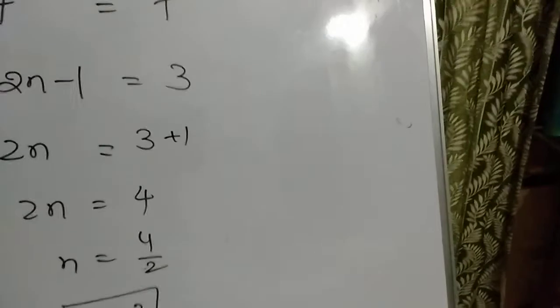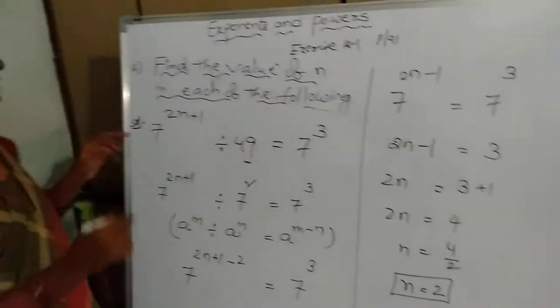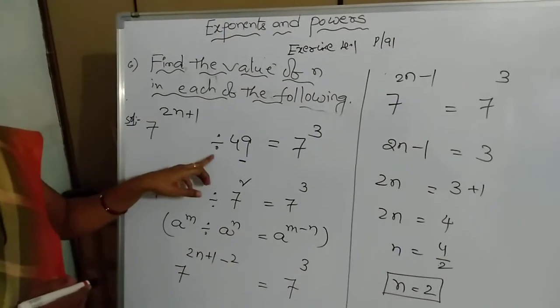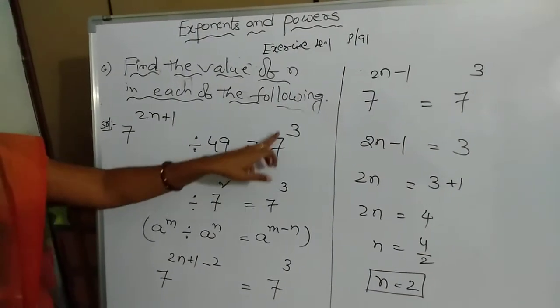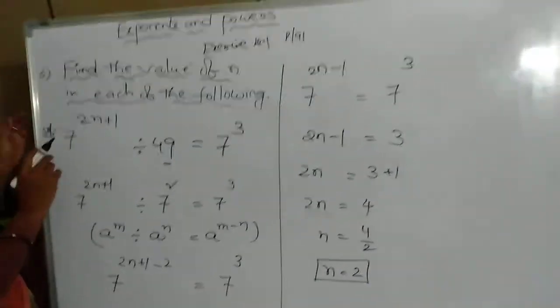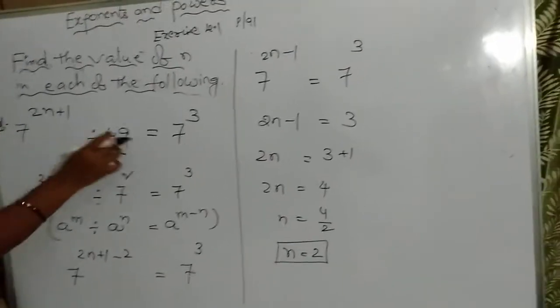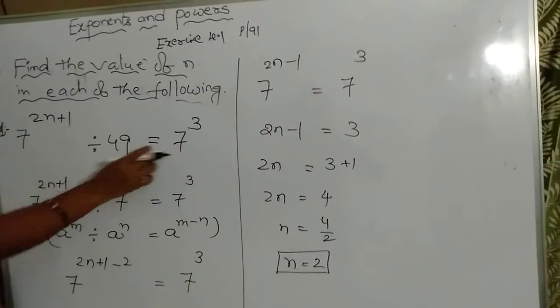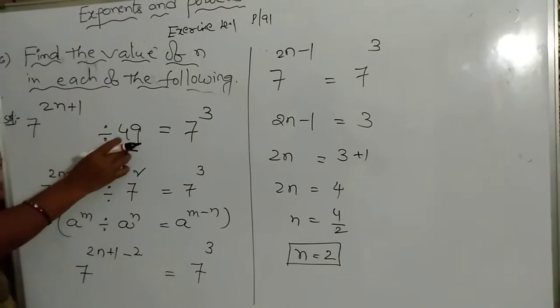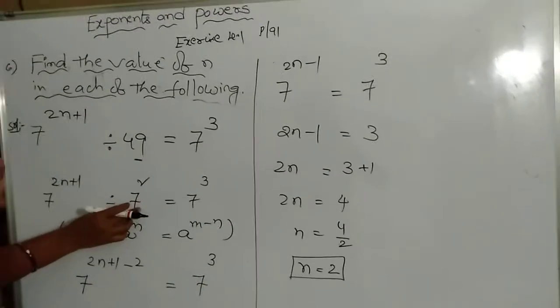Once again I will explain that. 7 to the power 2n plus 1 divided by 49 is equal to 7 to the power 3. In the LHS part the base is 7, and the RHS is also in the base of 7. So it is divided by 49, and 49 can be changed as 7 square.